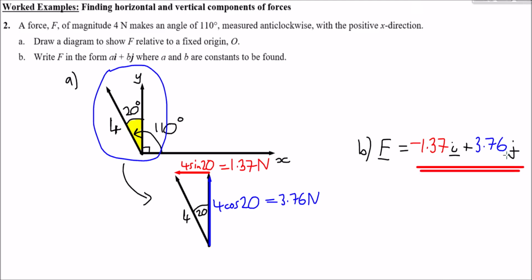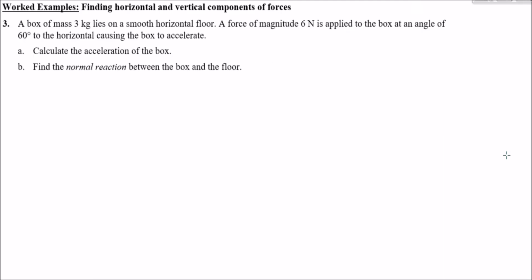So one more before I reintroduce the cosine rule and the sine rule as well, I suppose. This time we've got another box on a floor. So a box of 3 kilograms lies on a smooth horizontal floor. A force of magnitude 6 newtons is applied to the box at an angle of 60 degrees to the horizontal, causing the box to accelerate. Find the acceleration and find the normal reaction. So draw a carefully labelled, nice, big, clear diagram.